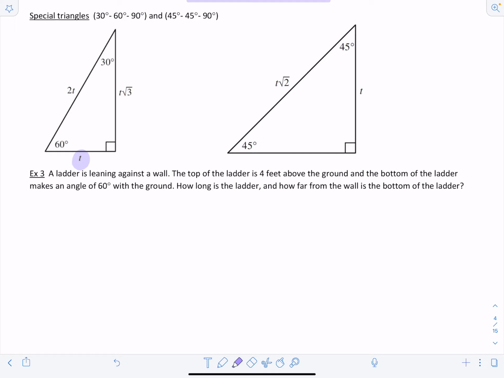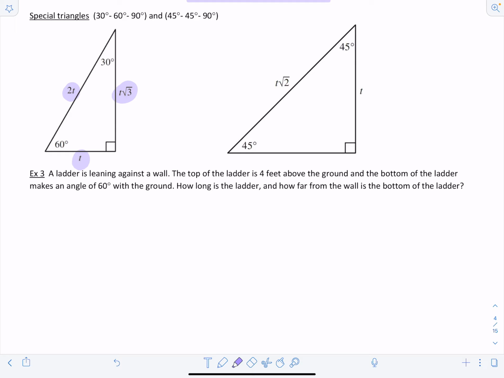Now, the side opposite the 60 degree angle, the medium-sized one, okay, not the biggest one, the medium-sized one, is always going to equal t times rad 3. And lastly, the side opposite the 90 degree angle is equal to 2 times t. So this only holds in a 30, 60, 90 triangle.